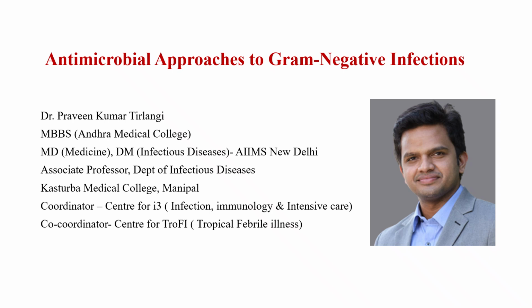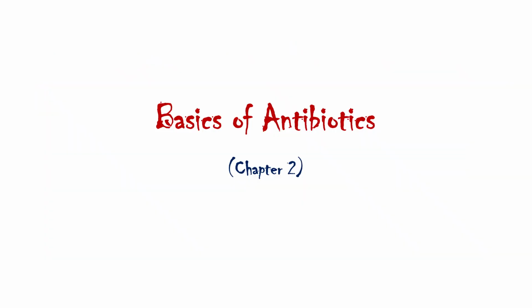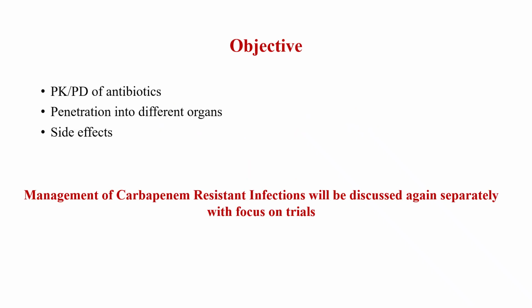Welcome back to our series on antimicrobial approaches to gram-negative bacteria. Today we'll be discussing the second chapter, Basics of Antibiotics. In this chapter, we'll be discussing the pharmacokinetic and pharmacodynamic properties of some of the antibiotics which we use routinely, their penetration into the different organs, the side effects, and also important drug interactions. The management of carbapenem resistant infection will be discussed separately in another chapter.